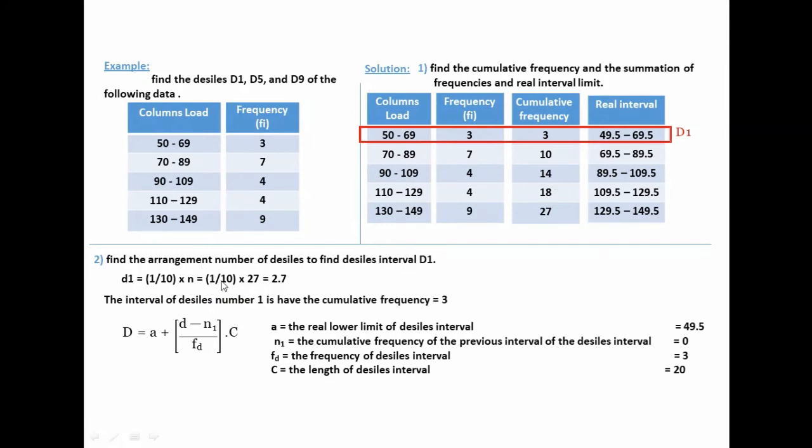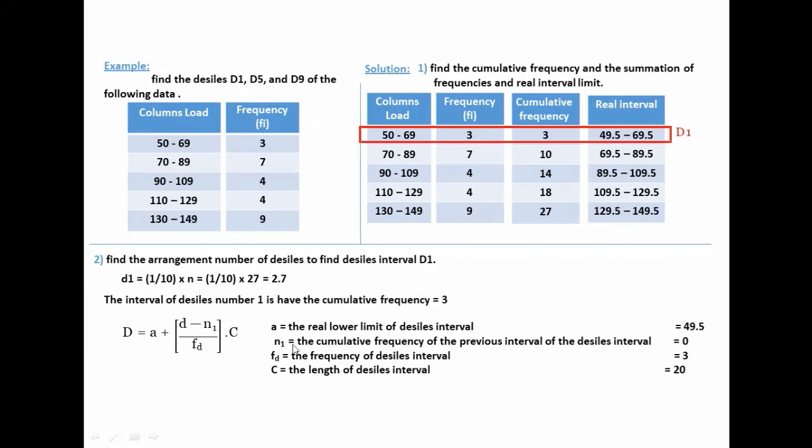So for D1, first find the arrangement number of the decile. To find the decile interval D1, (1/10) multiplied by n is equal to 2.7, and 2.7 lies in this group. So D1 lies in this class. Putting in the values, the lower limit of this class is 49.5, and the D value is 2.7.